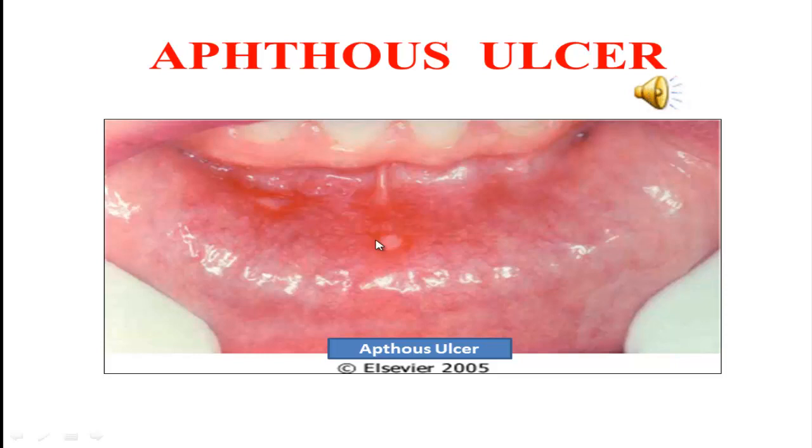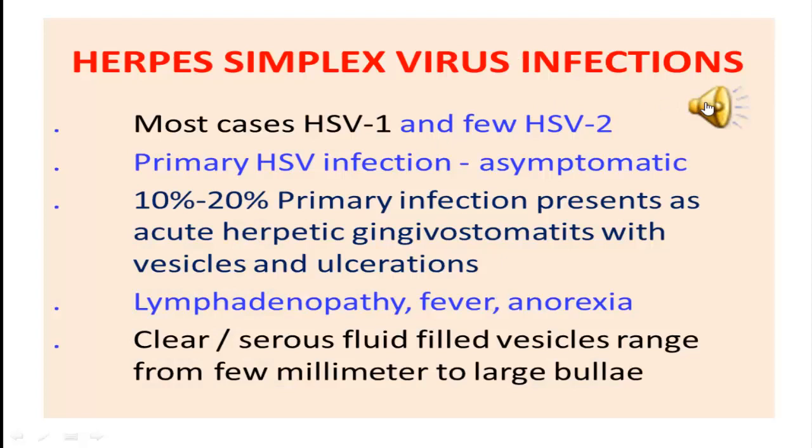The picture in this slide shows two aphthous ulcers on the inner aspect of the lower lip mucosa, and we can appreciate that the surrounding mucosa is erythematous. Coming to herpes simplex virus infections, most cases are caused by HSV1 in the oral cavity and a few by HSV2. The primary HSV infection is usually asymptomatic.